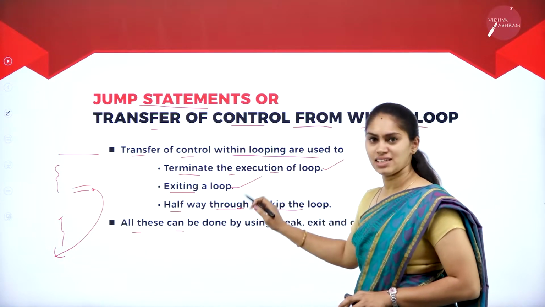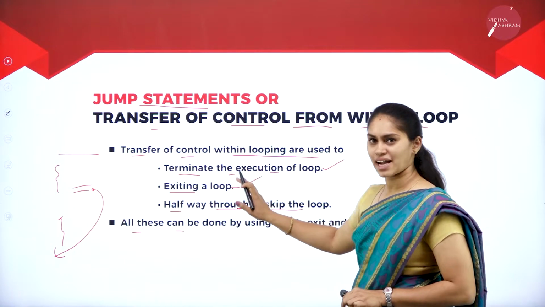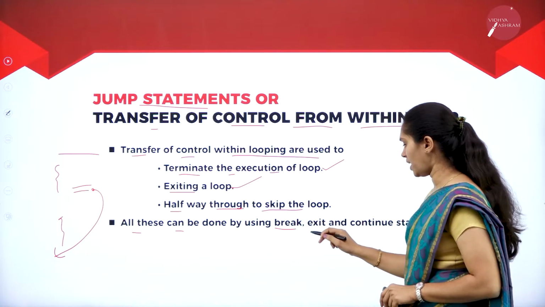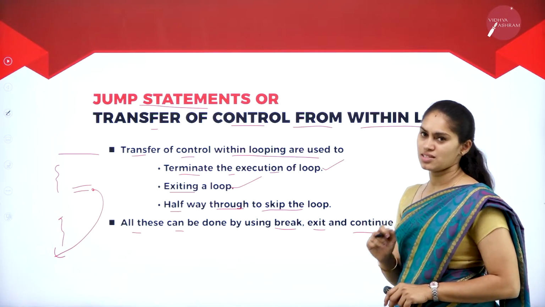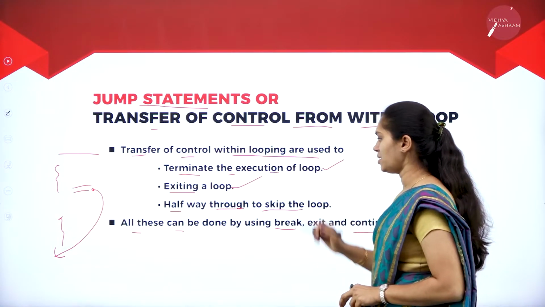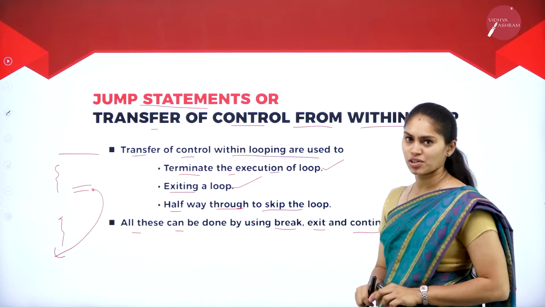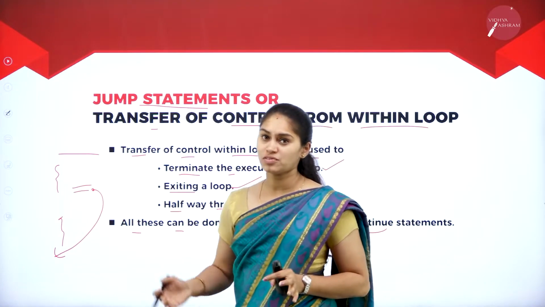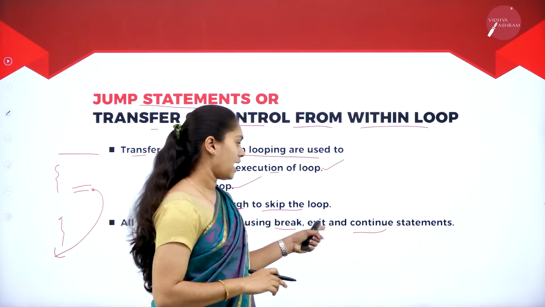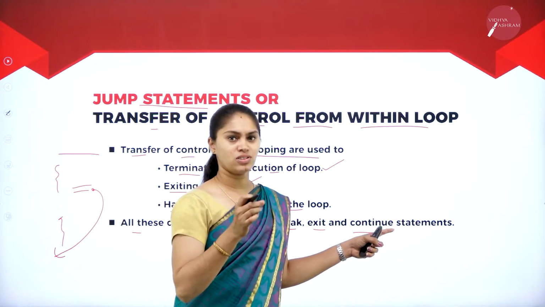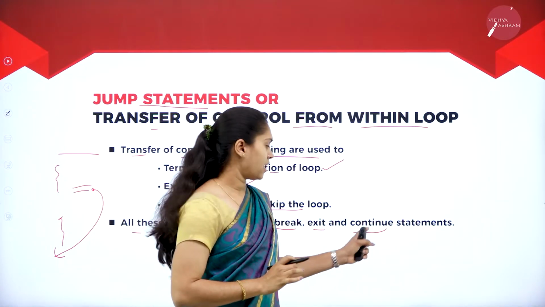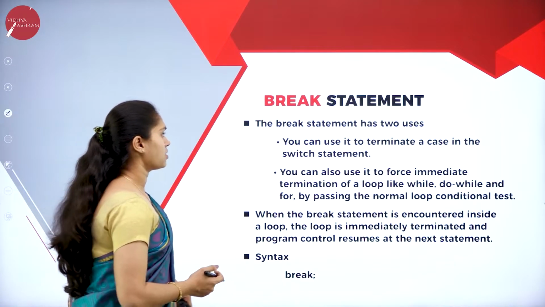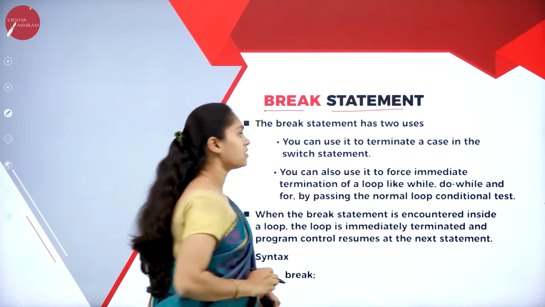How can I do all these operations? That is with the help of jump statements, by making use of the break, exit and continue statements. If I want to terminate the execution of a loop, we use break. If I just want to exit, or come out of the program, we use exit. If I just want to come out of the halfway of the looping, then I have to use the continue statement. So these are all the jump statements. We'll see about the break statement now.